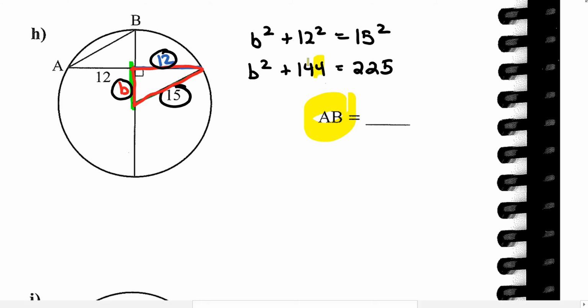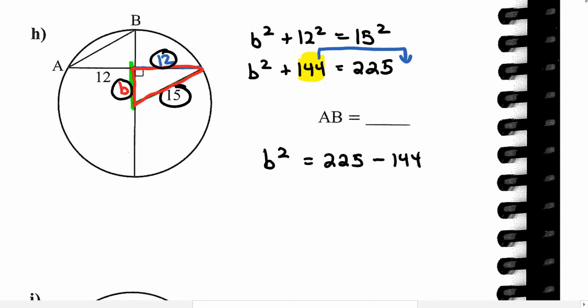Then I take my 144 and bring that to the other side. If I do that correctly, then I'll have b squared equals 225 minus 144. So 225 minus 144 is going to give me a value of 81. And then I can just take the square root of both sides, and b would equal 9.